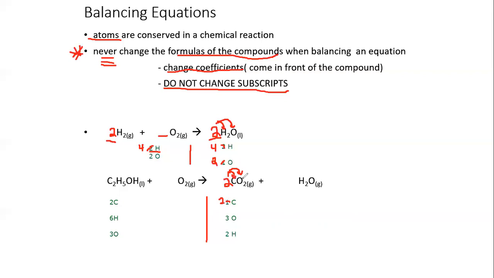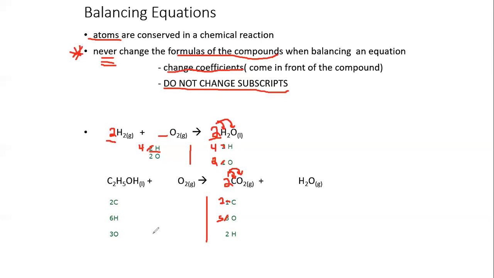So 2 times 2 is 4. 4 plus 1 oxygen over here makes 5. So now our carbon is balanced, but our oxygen is not balanced, and the hydrogen's not balanced as well. Now this leads us to the next tip.